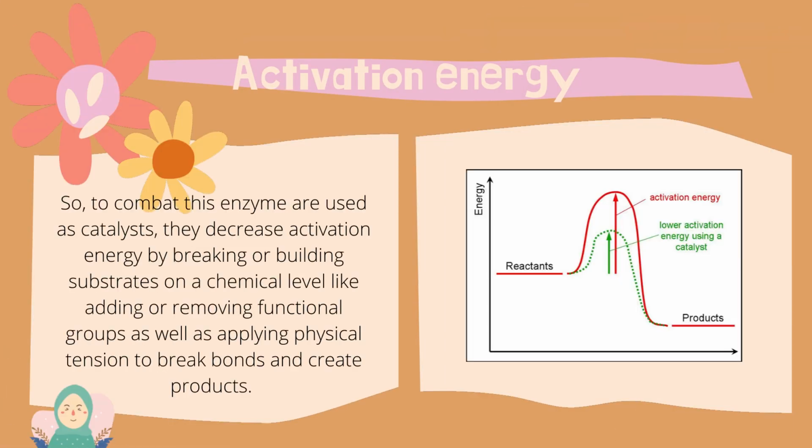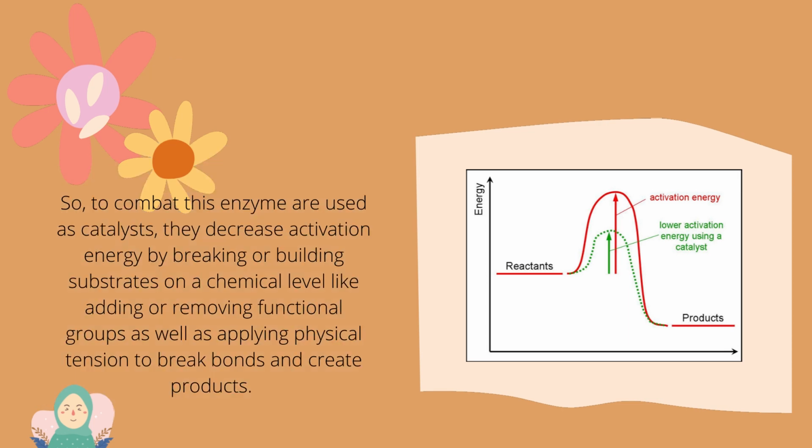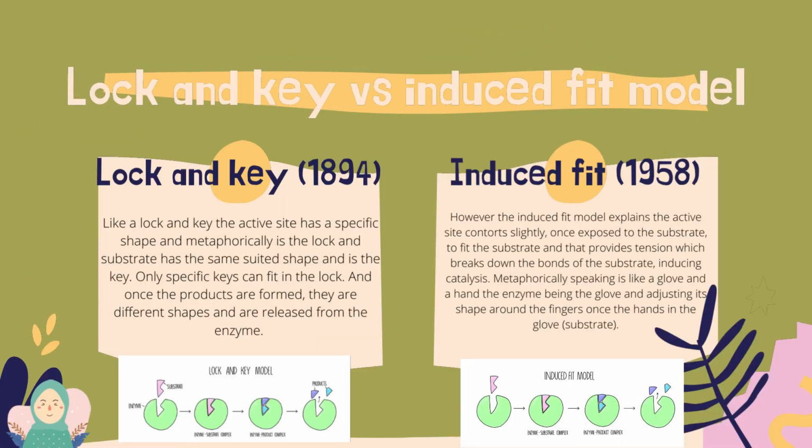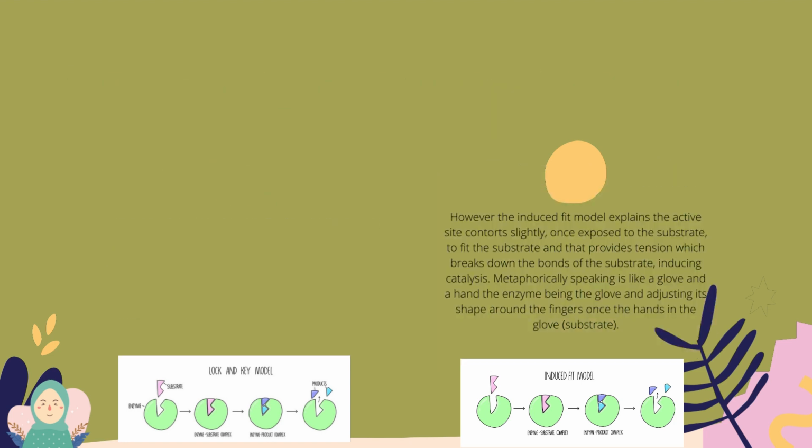Instead of an increase in temperature, enzymes are used as catalysts, and they decrease activation energy by breaking or building substrates on a chemical level, as well as applying physical tension to break bonds. There are two methods which explain how enzymes work, the first being lock and key and the second being induced fit. Lock and key suggests that an enzyme is like a lock and the substrate is like a key, and they fit together perfectly. However, induced fit suggests that the enzyme is more like a glove and the substrate is more like a hand. So once exposed to the substrate, the active site will induce a fit around it.